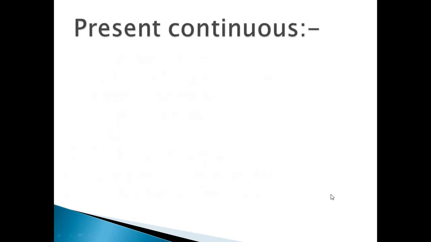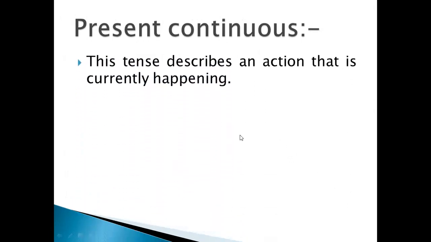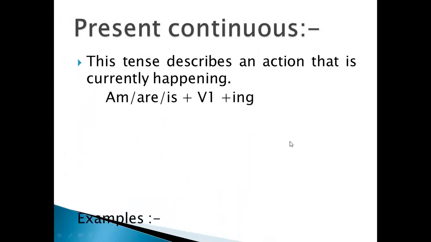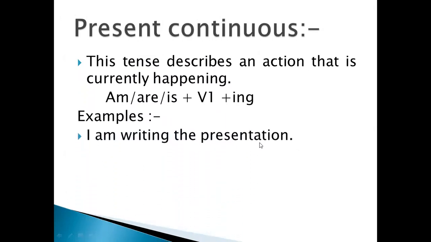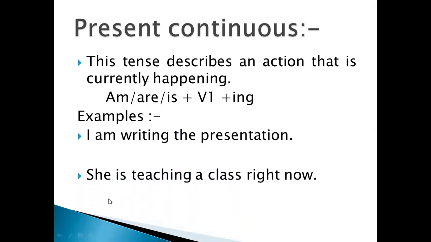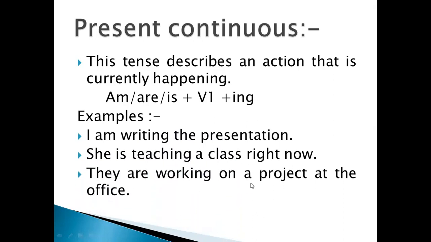Then second one is present continuous tense. Present continuous tense describes an action that is currently happening. It uses am, are, is plus V1 plus ing. Examples are: I am writing the presentation. She is teaching a class right now. They are working on a project at the office.